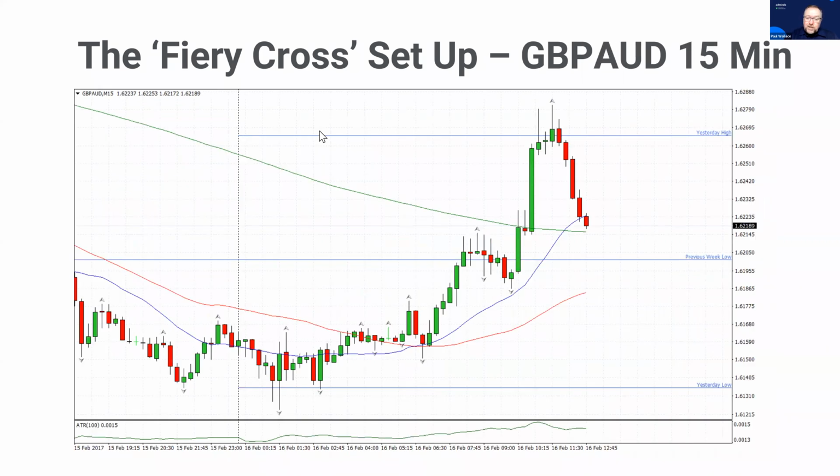Here's an example. As I said, I trade a lot of sterling. This is a 15-minute chart on the pound against the Aussie. It's been in a bit of a downtrend there. It started to put in a bit of a reversal pattern, but that's overnight, the Asian session.